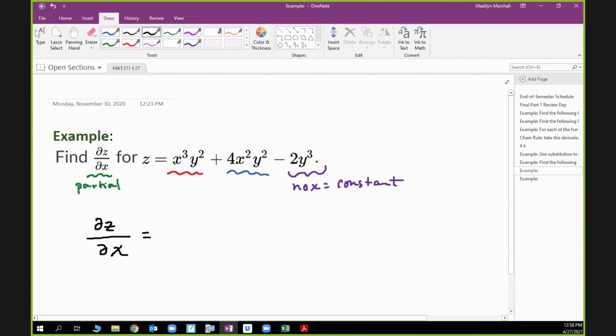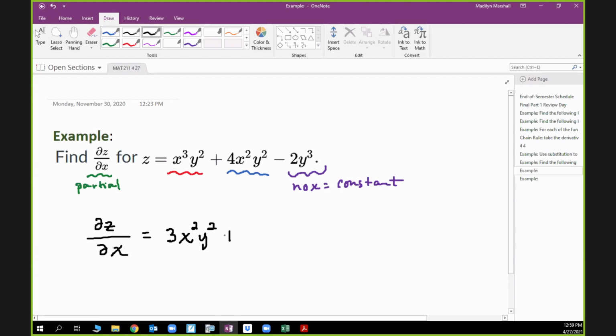So this first term, we have x cubed y squared. What would be the partial derivative with respect to x of that term? Three x squared, y squared. Exactly. So remember, the y part doesn't do anything here. The y is staying exactly as it was. It's still a y squared, but we do the derivative of the x cubed just like normal.